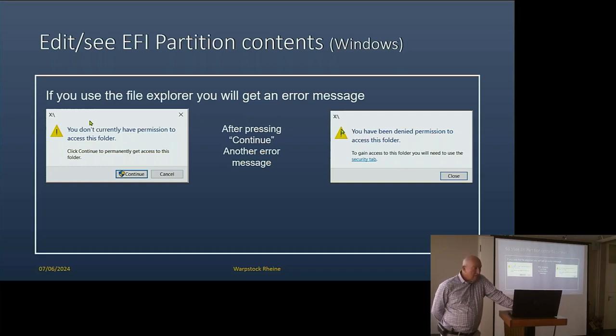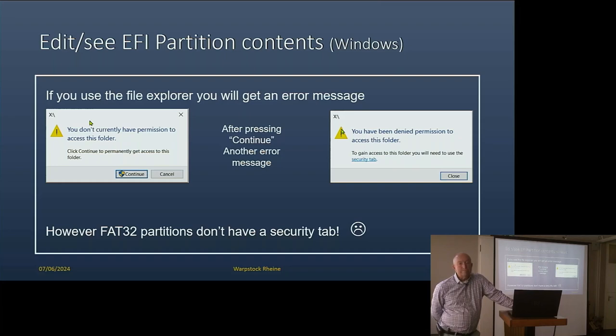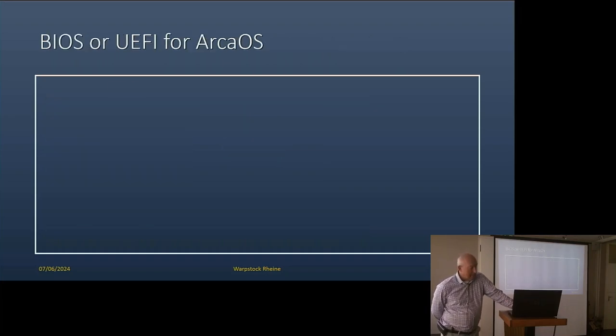To do this, you need to go to the security tab of a FAT32 partition. Small problem. FAT32 partitions do not have a security tab. So you are stymied. That's why you have to use Notepad to get in and look at the files. Because with Notepad you can also get a listing. One of the quirks of Windows, one of them.